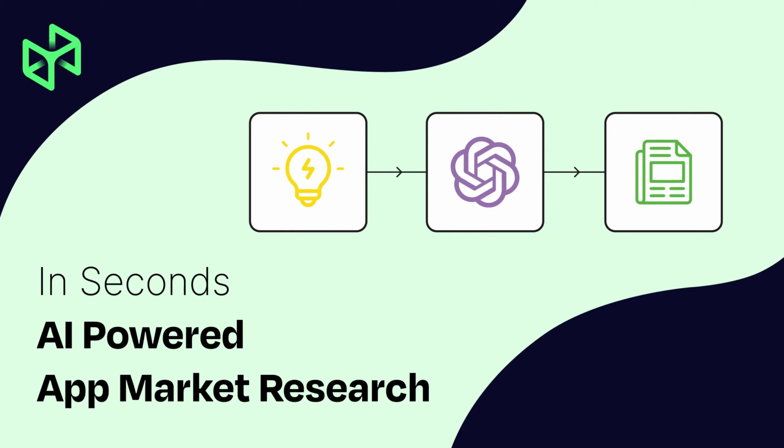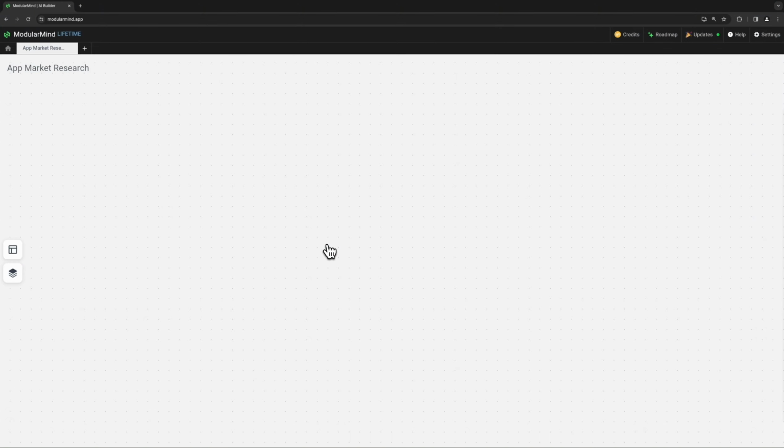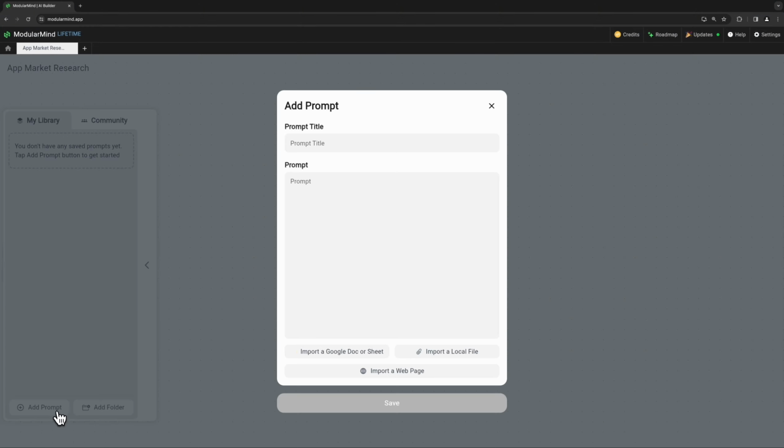Today, we will build a workflow for AI-powered app market research. The workflow will take an app idea, find potential competitors in the market, analyze their App Store pages, and create an App Store optimized description for our idea. Let's dive right in. To start, we add our app idea as a prompt to our library.